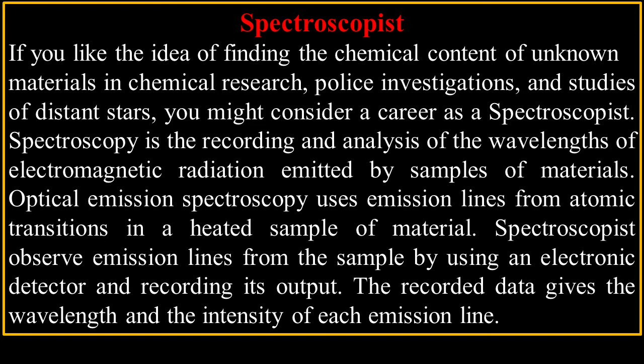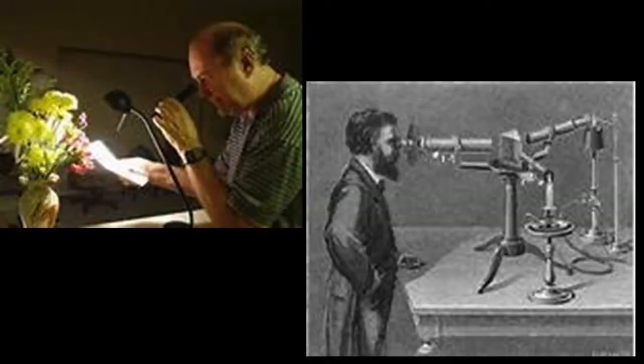Optical emission spectroscopy uses emission lines from atomic transitions in a heated sample of material. Spectroscopists observe emission lines from the sample by using an electronic detector and recording its output. The recorded data gives the wavelength and the intensity of each emission line.